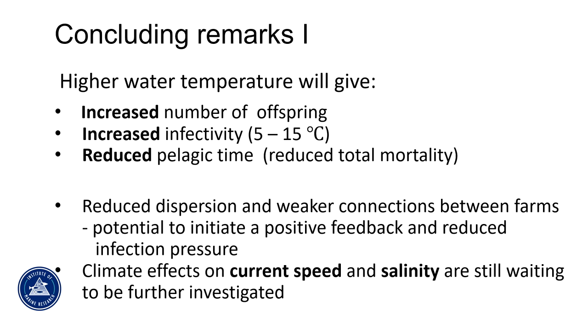So to conclude, if we have warmer water, then we get the increased number of offspring, and we get increased infectivity, and we get reduced pelagic time, which also means that we have more infective larvae in the water. But then reduced dispersion and weaker connection between farms can potentially be a positive feedback and reduce the infection pressure. And climate change effects on current speed and salinity are still waiting to be further investigated.